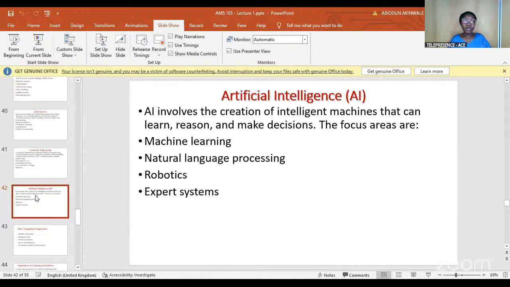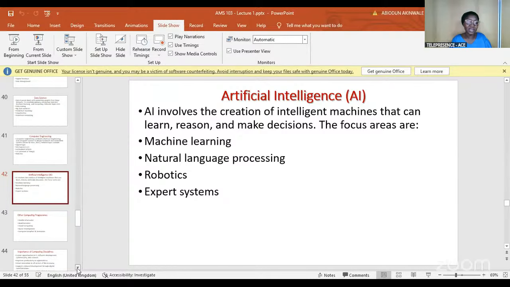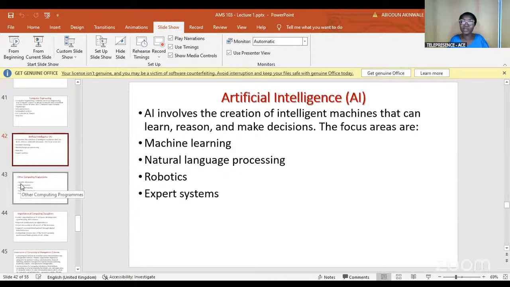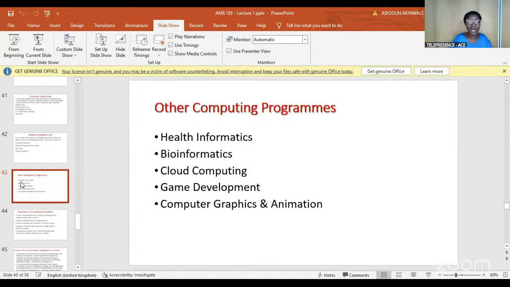Okay. So the focus here covers machine learning. The machine learns, it reasons, we've talked much about that, makes decisions, advises. Then the natural language processing, we've talked about that, robotics, yes, more of that. Expert systems, more of that.